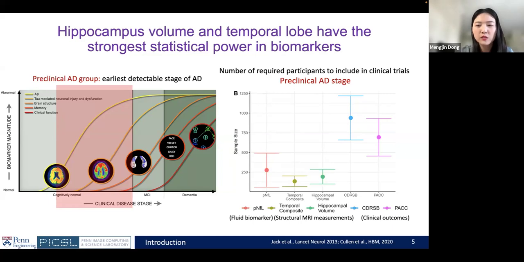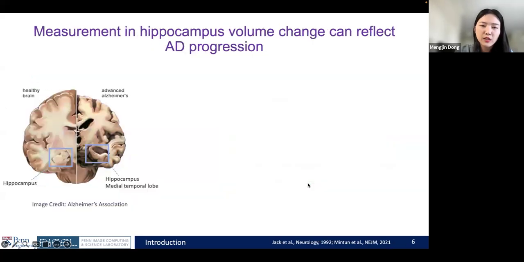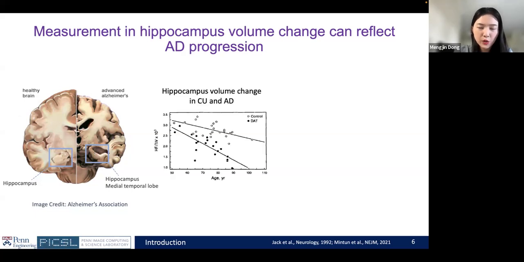So that's why in this study we're focusing on the hippocampus and the medial temporal lobe area. When measuring hippocampus growth progression, we found that the hippocampus and the medial temporal lobe, which is located here in the brain, is the earliest detectable structural change in patients with Alzheimer's disease, and then gradually it will expand to the whole brain and other areas. And that's also the earliest deposit of amyloid and tau proteins in the brain.